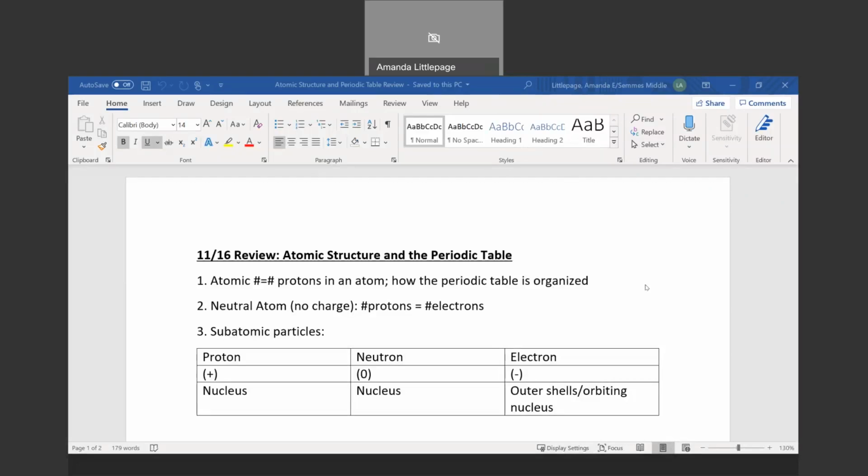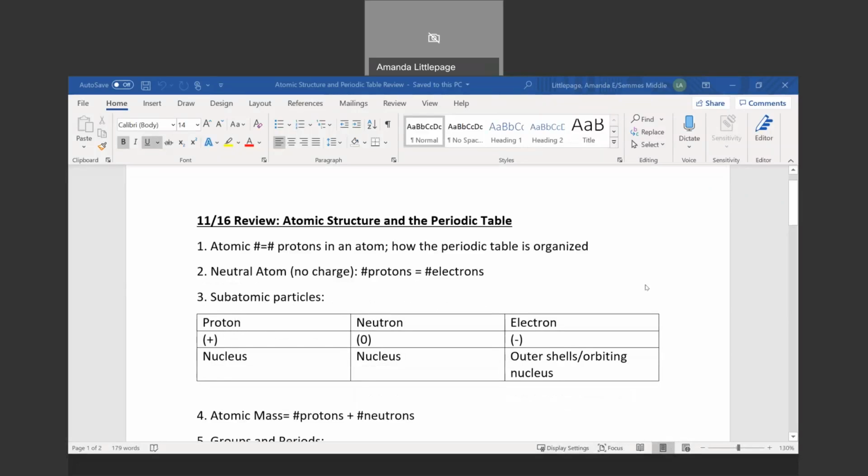Remember that the atomic number is equal to the number of protons in an atom, and that determines how the periodic table is organized. Neutral atoms have no charge, and in a neutral atom, the number of protons is equal to the number of electrons. You will always assume that an atom is neutral unless you see a plus or a minus, or I've indicated that.